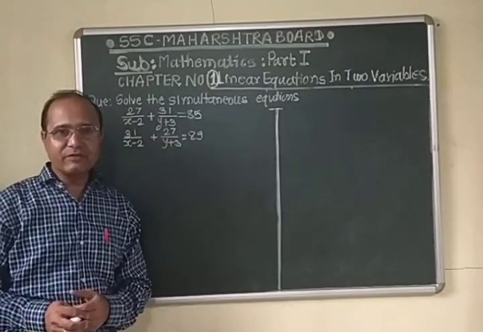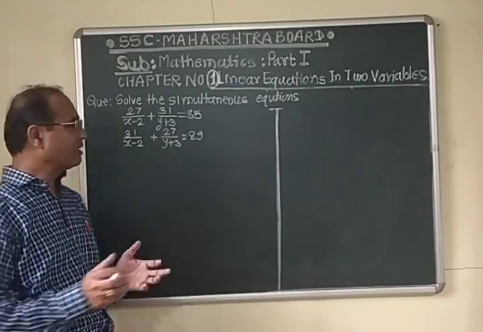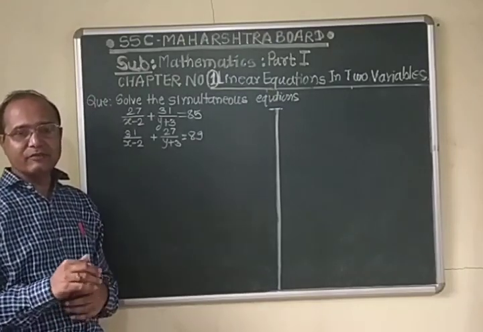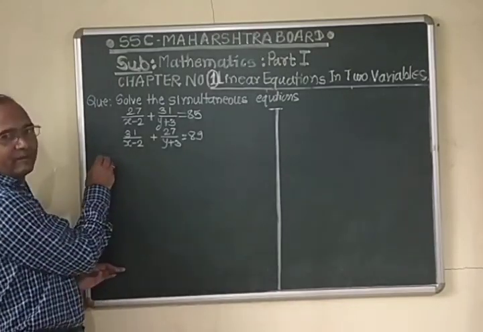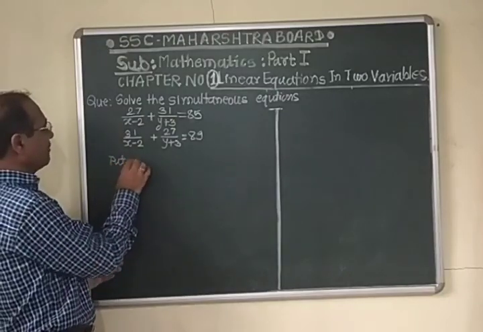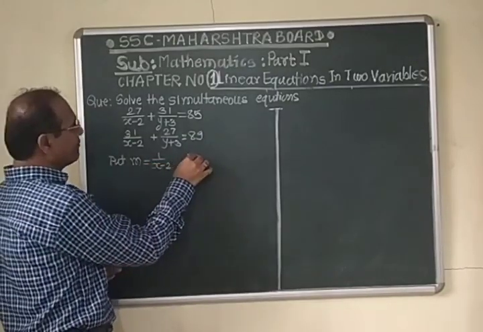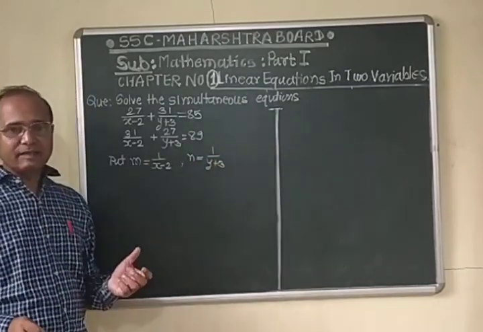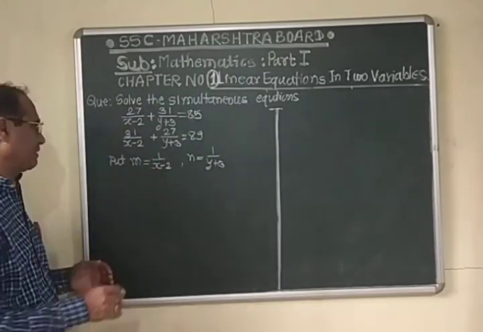For solving the equations, first you have to see carefully what the coefficients of x and y are. But here x and y are in the denominator. In such a case, you have to use the substitution method. Let us assume m is equal to 1 upon x minus 2 and n is equal to 1 upon y plus 3. Why are we substituting this? Because this reduces the simultaneous equations to our general form.